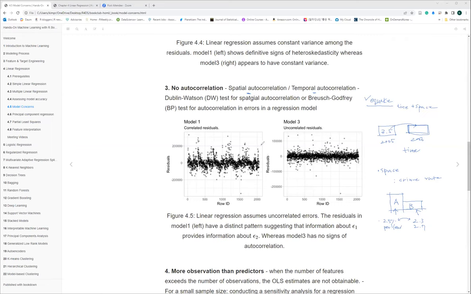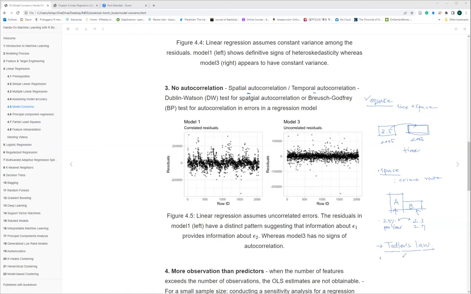Actually, in the case of spatial autocorrelation, there is one principle called Tobler's law. What is Tobler's law about? In geography, Tobler's law says that everything is related in space, but objects that are close to each other are more associated than distant ones. That's Tobler's law, okay? Does that make sense?